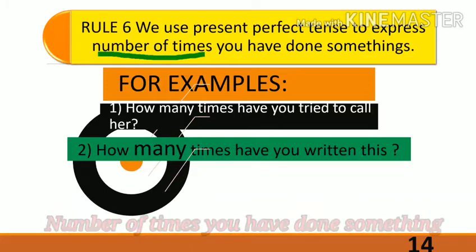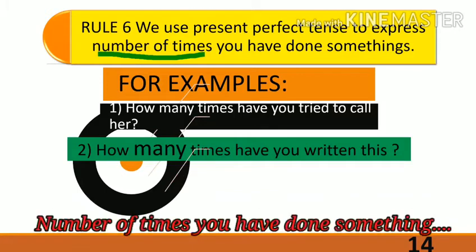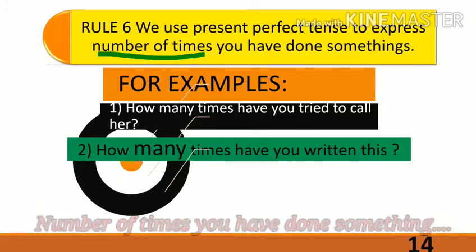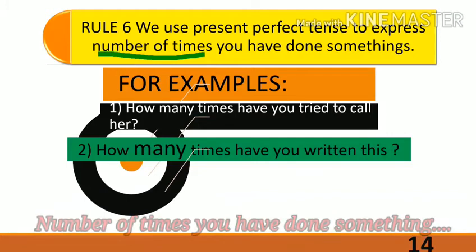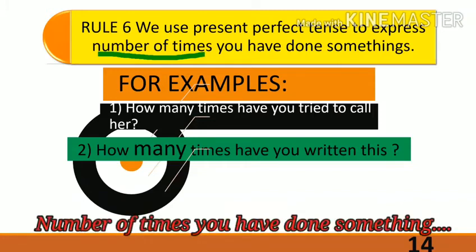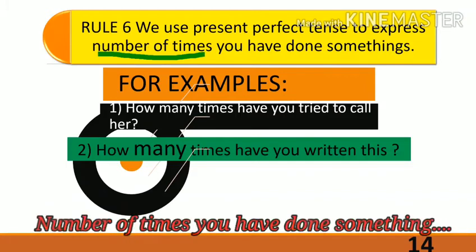For example, how many times have you tried to call her? It means number of times. How many times have you tried to call her? In the second example, how many times have you written this? As the teacher asks you to write this 3 times, 4 times. Now the teacher is asking you again, beta, how many times have you written this? How many times have you tried to learn this? You can make sentences like this.